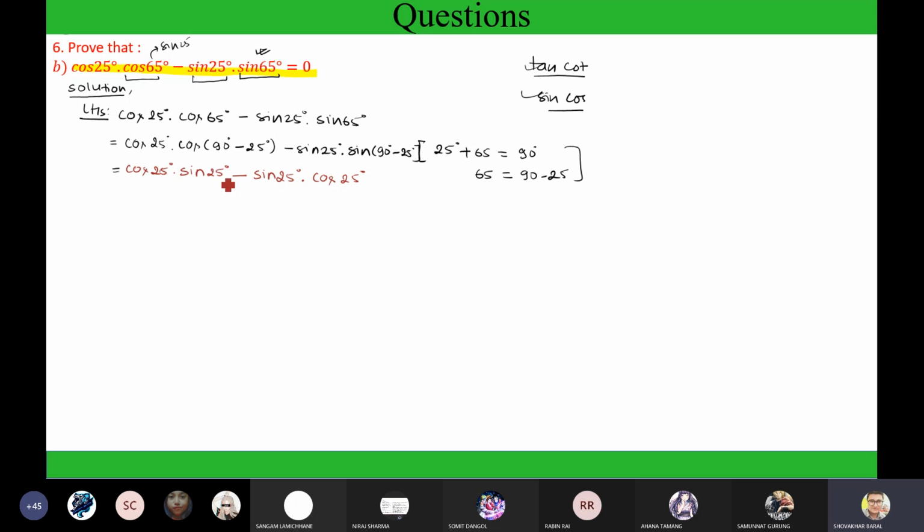So here it is something like cos A into sine B and sine B into cos A. These terms, this quantity are the same, so they can be subtracted, and that will be 0. Let me rearrange the terms at first. Cos 25 into sine 25 degree minus cos 25 degree into sine 25 degree, and this will be equal to 0 because these two quantities are the same and they can be subtracted. That is equal to the right hand side. Therefore left hand side is equal to right hand side, proved.